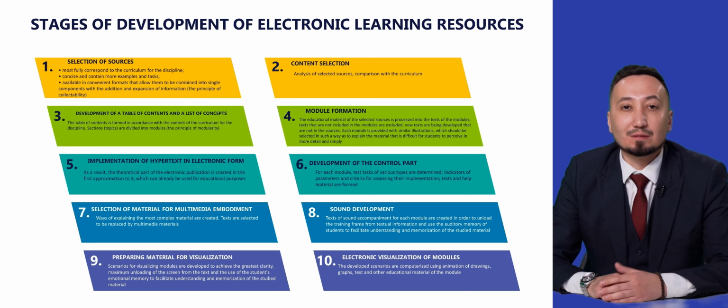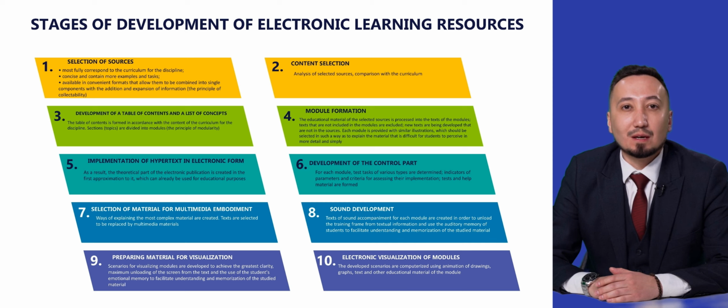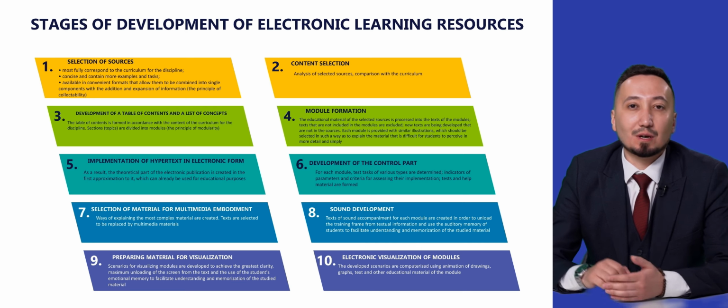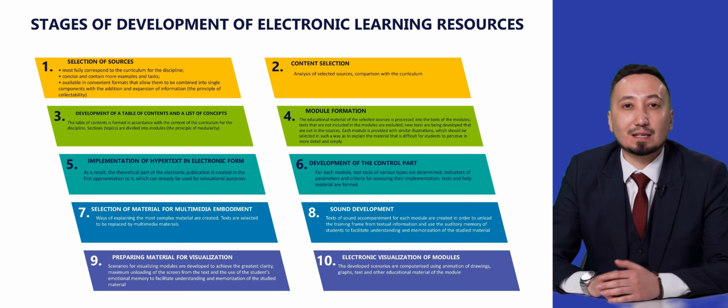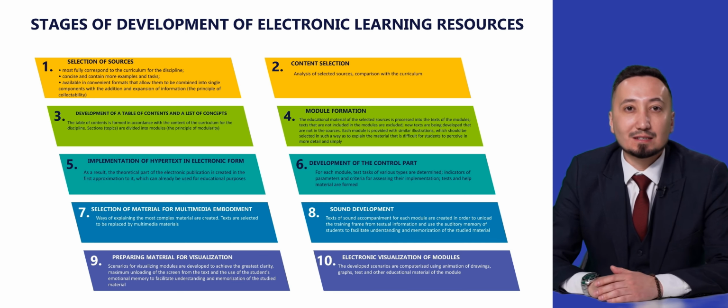At the next stage, the implementation of hypertext in electronic form takes place. As a result, the theoretical part of the electronic edition is created in the first approximation, which can already be used for educational purposes. Next, we develop the control part. Test tasks of various types are determined for each module. Indicators of parameters and criteria for assessing their implementation, tests, and help material are formed.